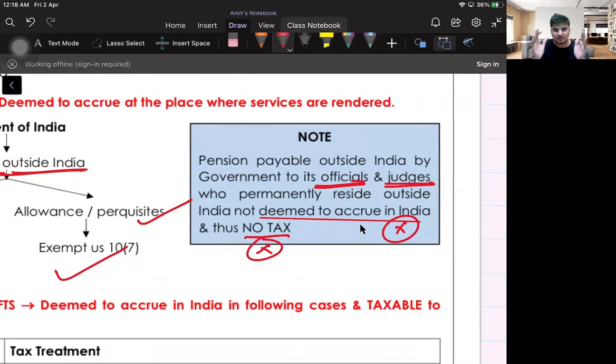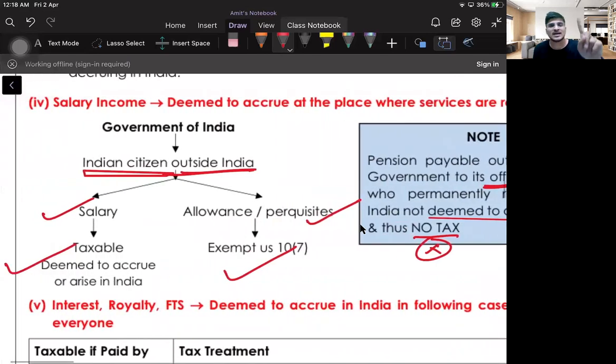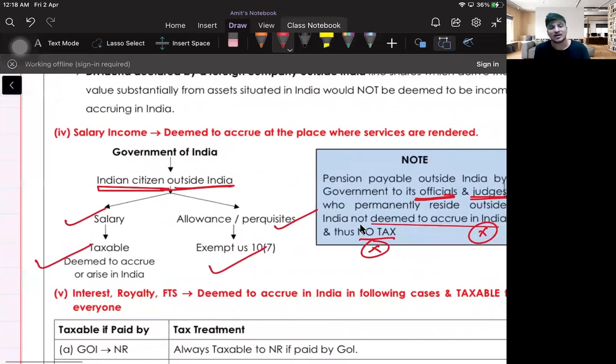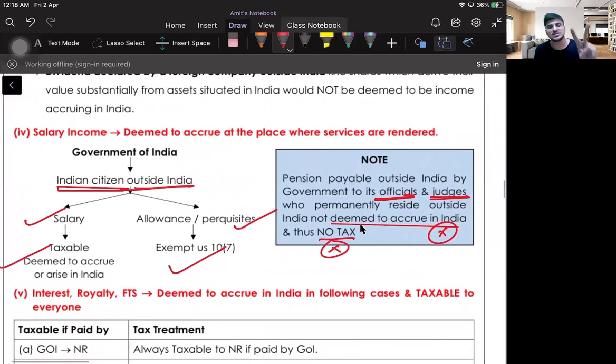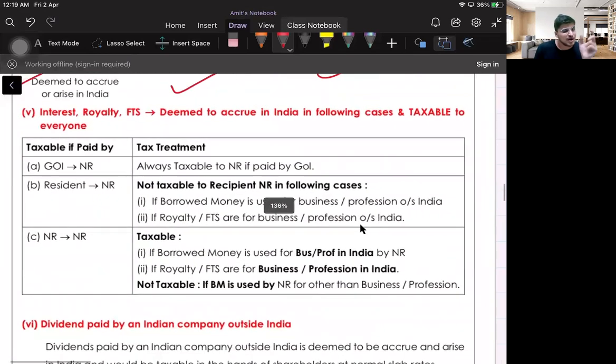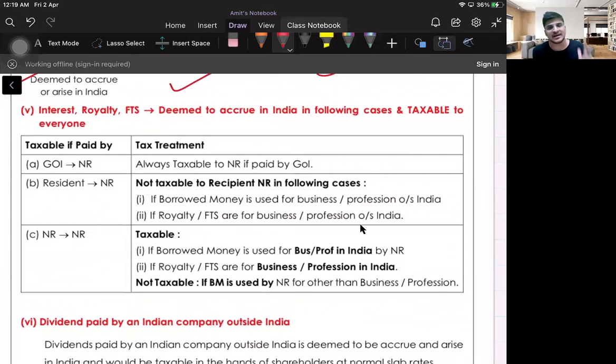So, broadly, if the government paid salary to an Indian citizen outside India, it is taxable. If allowances and perquisites were paid, it is exempt. And if pension was paid to officials and judges who are permanently residing outside India, then it is not deemed to accrue or arise in India. Perfect. The last, slightly complex part is interest, royalty and FTS.